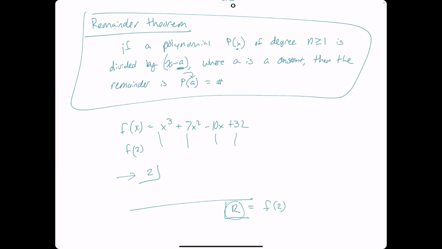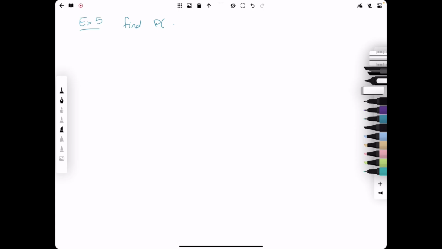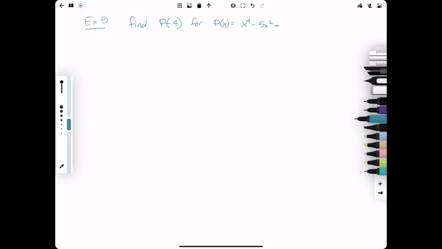Mm-hmm. Okay, should we try one? Sure. Not should we. We're going to, sorry. Example 5. Use synthetic division to find P of negative 4, for P of x equals x to the 4th minus 5x squared plus 4x plus 12.